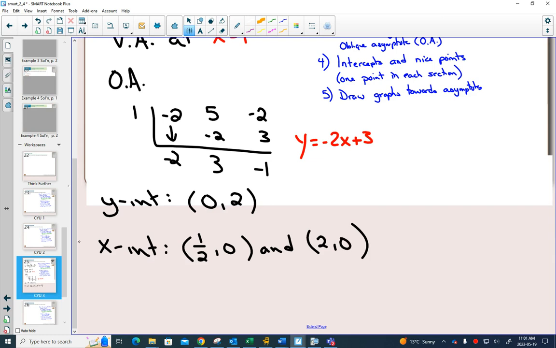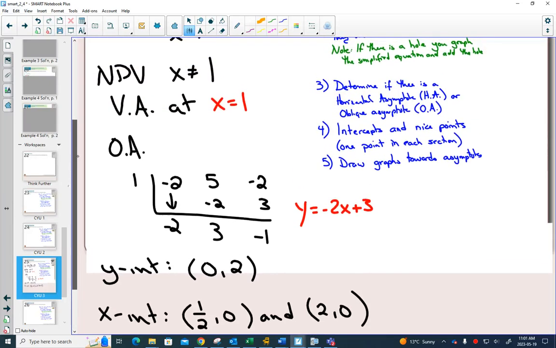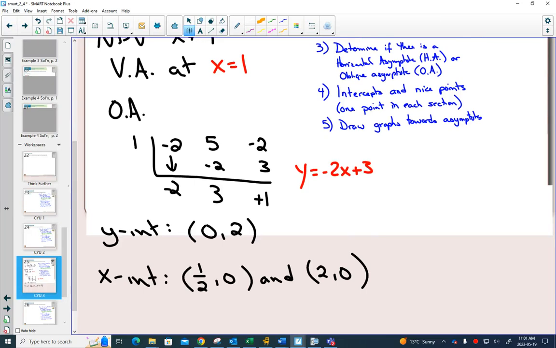Question? Let's see. Yes, it's supposed to be positive. But the remainder, probably why I didn't check it, because the remainder does not matter in synthetic division for an oblique asymptote. The remainder could be anything. When finding the equation of your oblique asymptote, it's just what you're left with. But thank you, that was a mental math mistake.